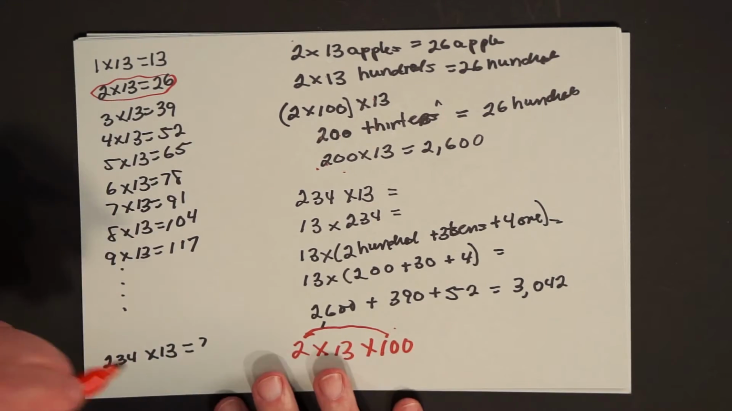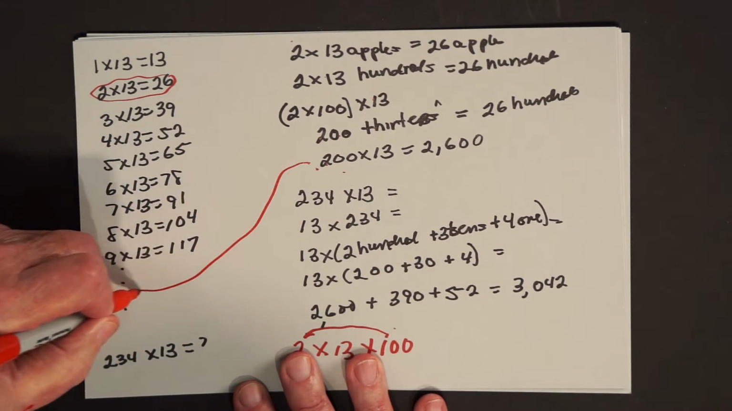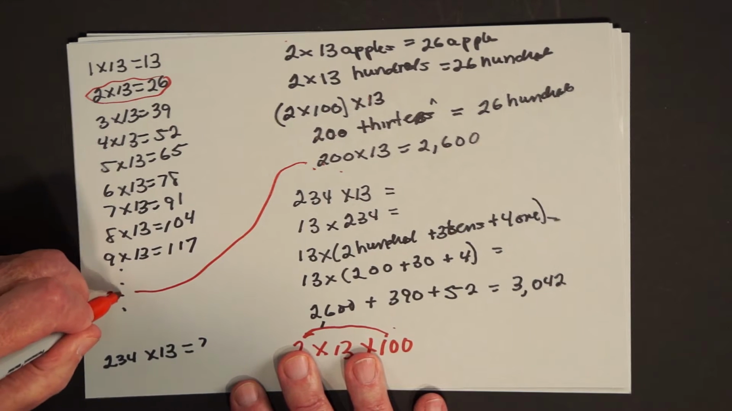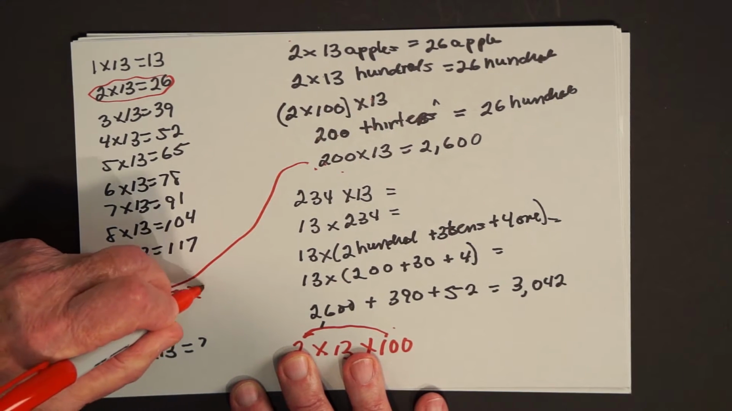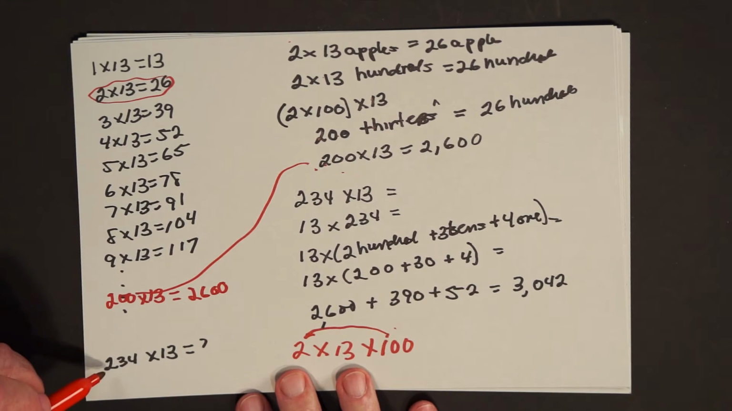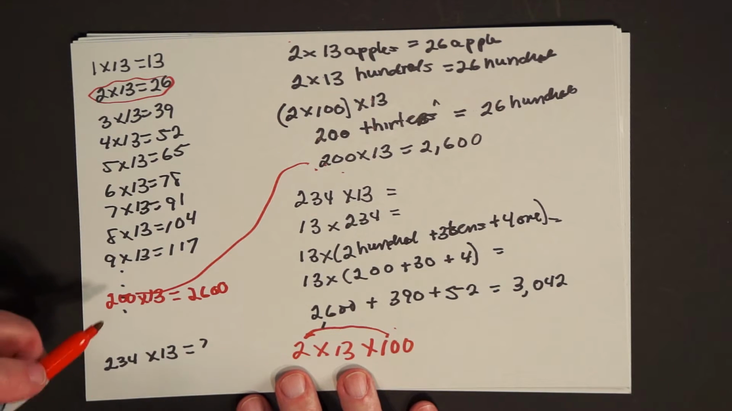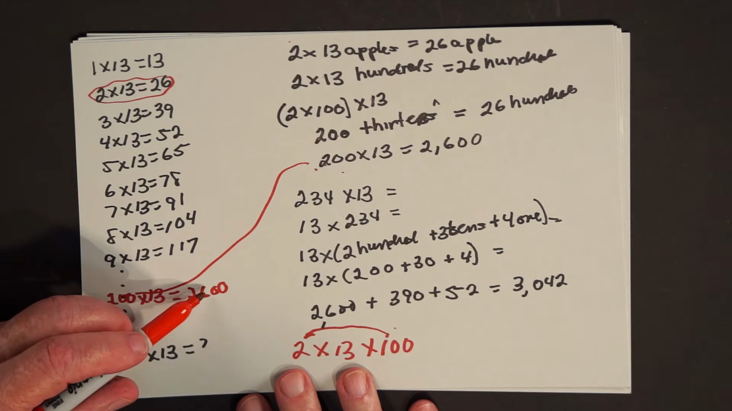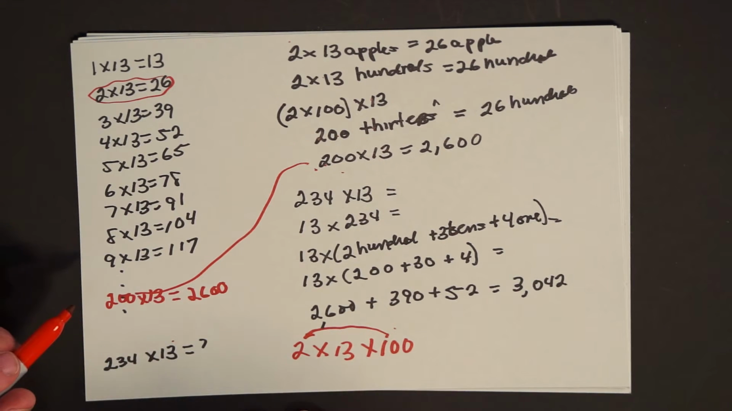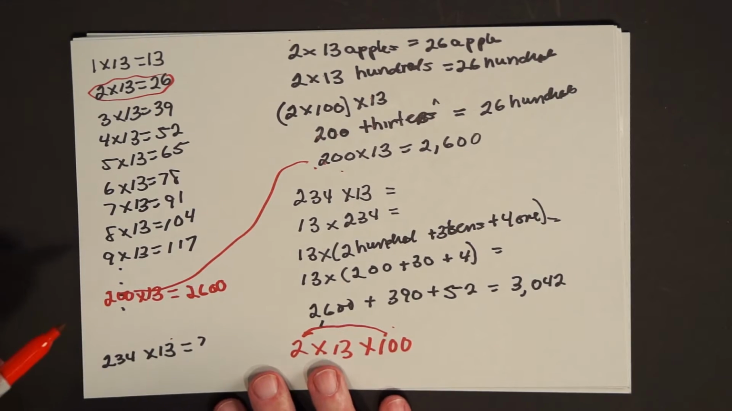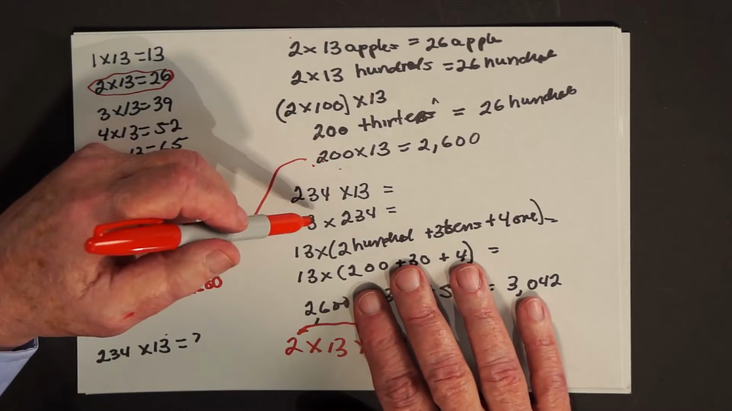And notice right away what that tells me. I'm going to get to 200 13s before I get to 234 13s. And if 200 13s is already 2,600, I already know that whatever this answer is, it has to be bigger than 2,600. Already a big head start. Well, let's see how I can handle this.